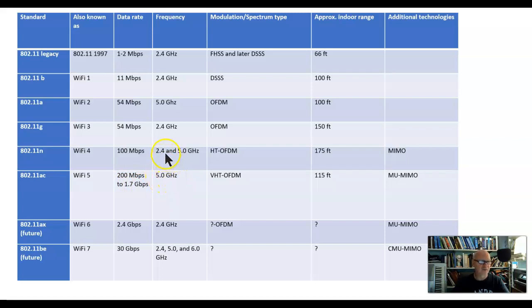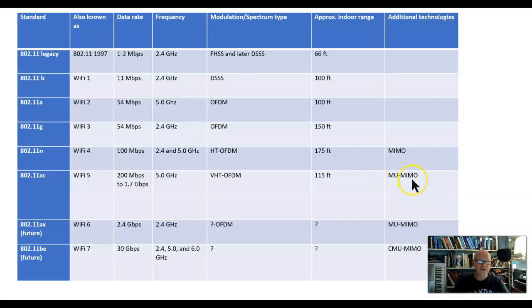It's not compatible with 2.4, so it's not compatible with G or B, only with A or N when it's running in 5. It uses this very high throughput OFDM. You do lose some range, because, again, you can no longer use 2.4, and so with the higher frequencies, you get less range out of it. But these tremendous jumps here are due to an improvement in MIMO.